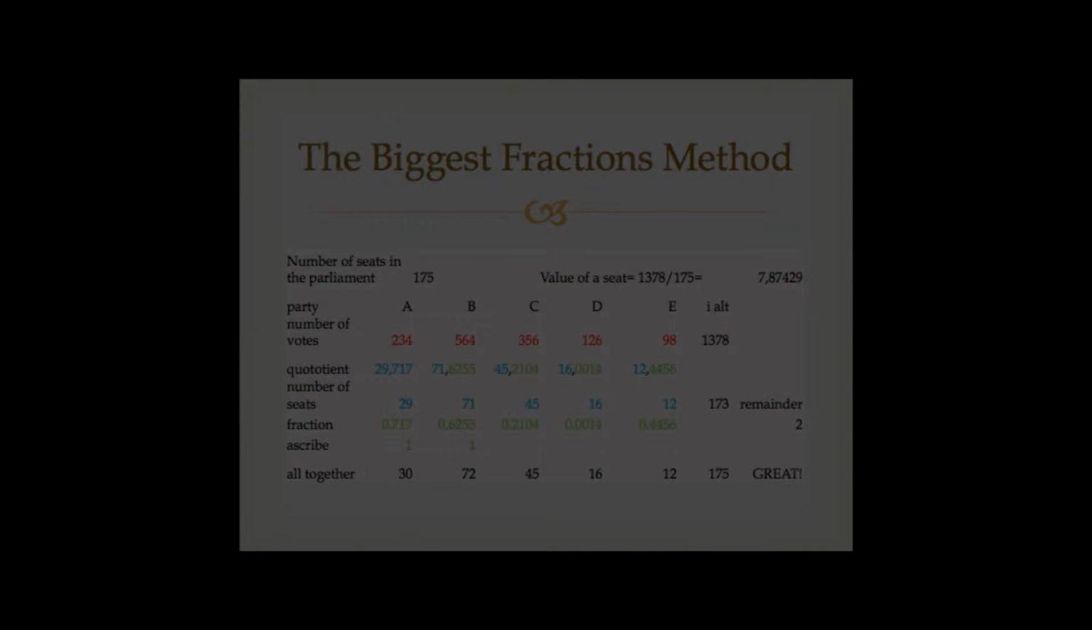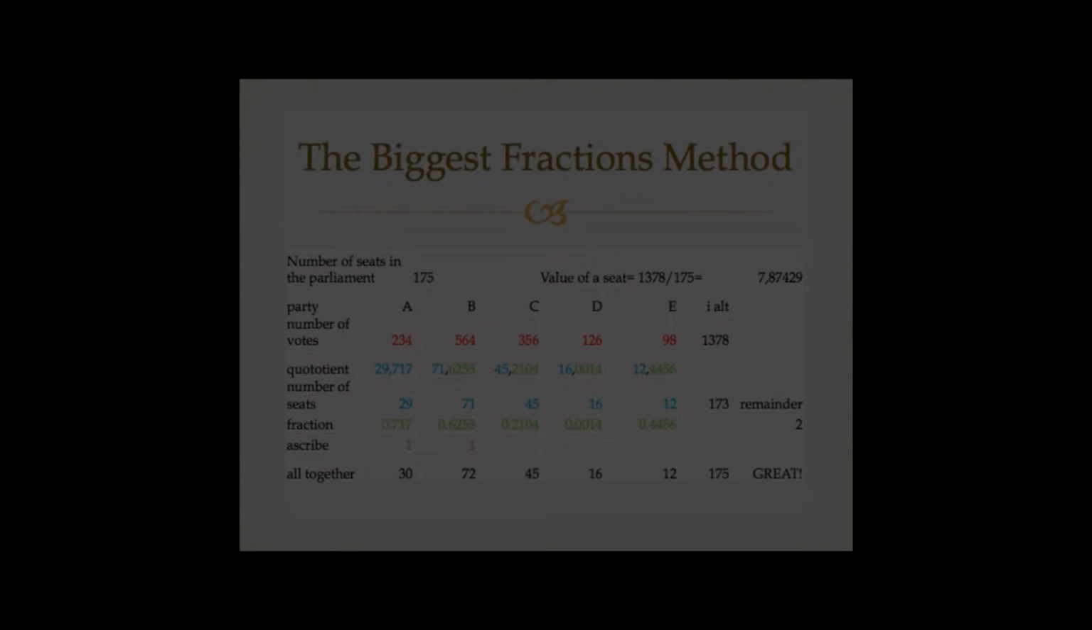The seats in the parliament are divided between the parties using the biggest fractions method. As you can see in this picture, there is a number of seats in the parliament, 175. The value of a seat is about 7, almost 8 voters. Then we have the number of the votes of the parties. You look at the red numbers, and then we divide them with the value of a seat to see how many seats they should have from the voters.